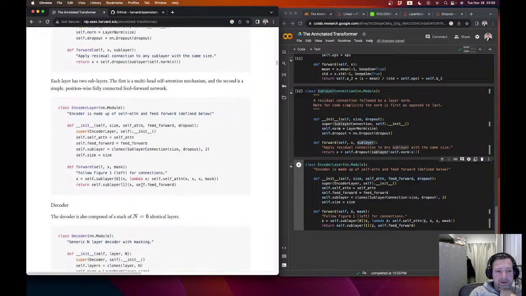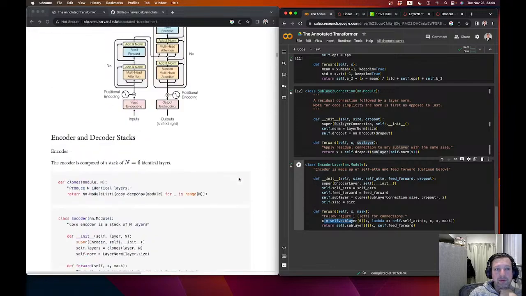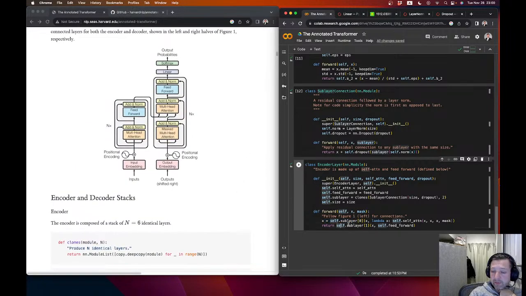Okay, so we've got that. So we did the first bit, and then going back to the picture, we do another sublayer, now the second copy that we've done here, and then within that is just feed forward, basically.